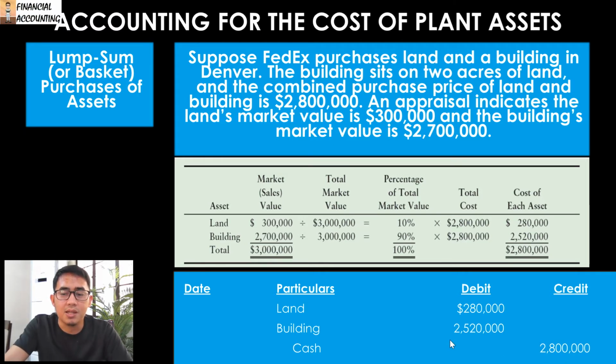Okay? So again, you need to record land separately from building because land does not depreciate and the building is depreciated over its useful life. It may happen that the building will be fully depreciated but the land is still usable in its full potential.